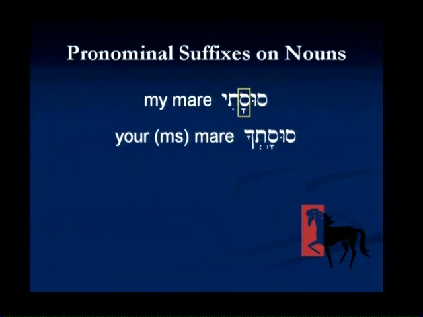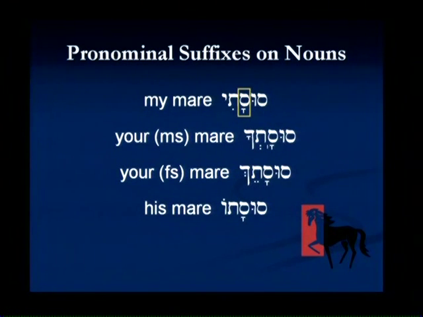And your mare is susathika. Notice the metheg added to the left of the kamets to accent it and make certain that we take the following schwa as vocal. Your mare in the feminine singular is susathik. His mare, susatho. Her mare, susatha. I heard some of you give a little bit more of the ha sound there at the end. Susatha. Okay, I heard it most of you now.